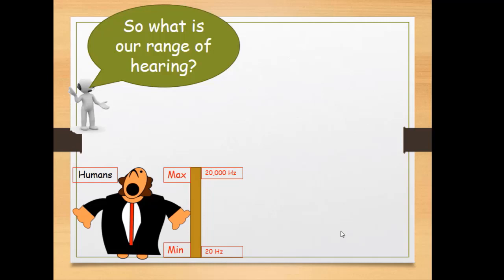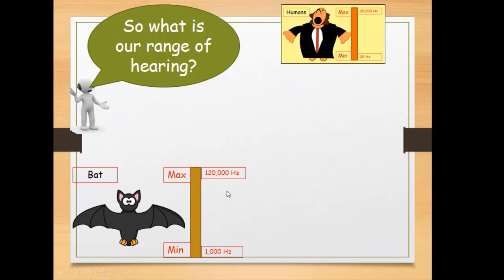Now we should know about the range of our hearing. For example, human beings can hear from 20 hertz to 20,000 hertz. So this is the audible range that humans can easily hear. Similarly, the bat can hear from 1000 hertz to 120,000 hertz. So this is the maximum sound that a bat can hear.